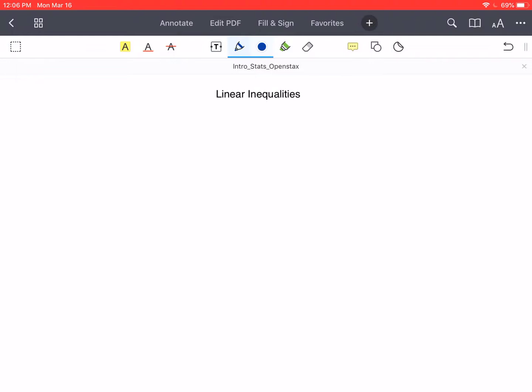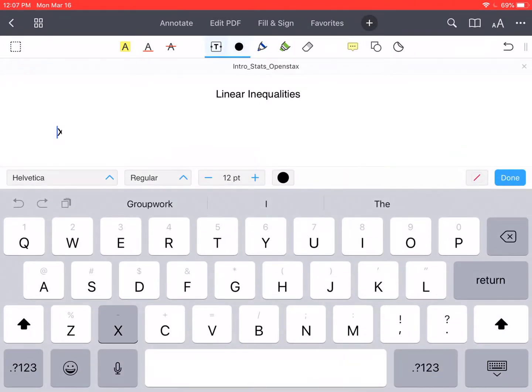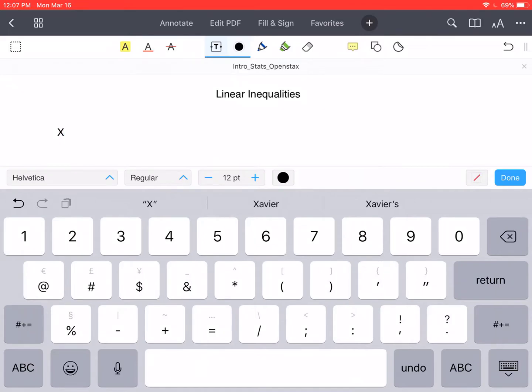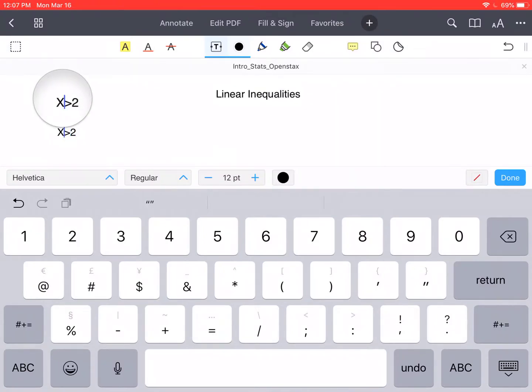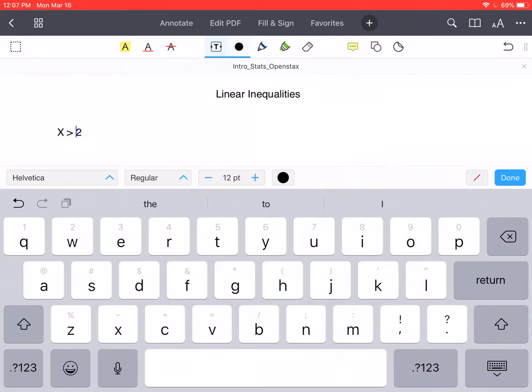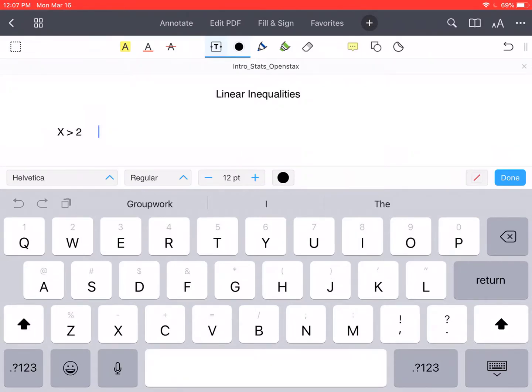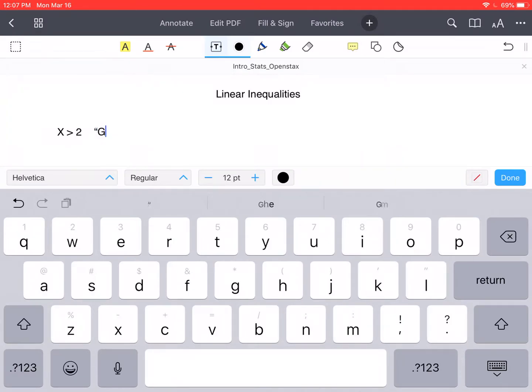So the first thing to talk about is the difference between greater thans and less thans. If we have the expression x is greater than 2, for example, we have x is greater than 2. So in words, this is our greater than.